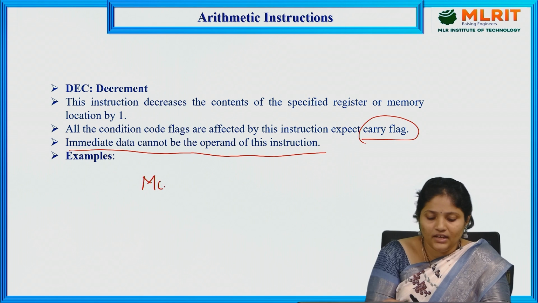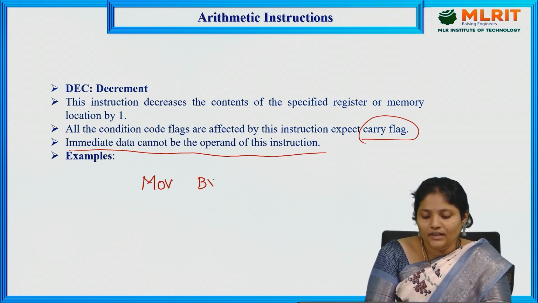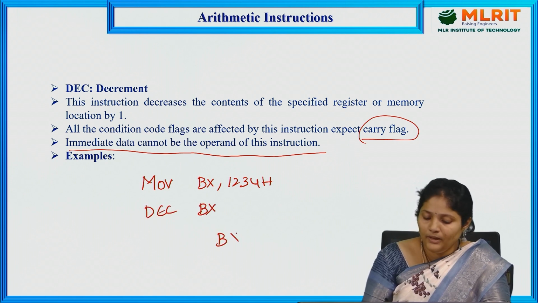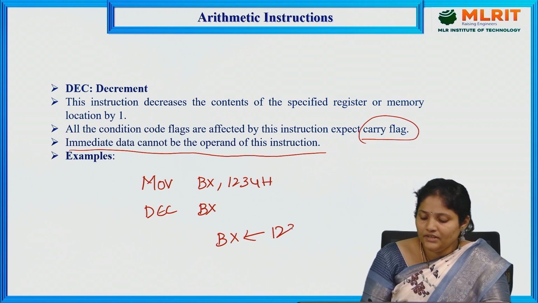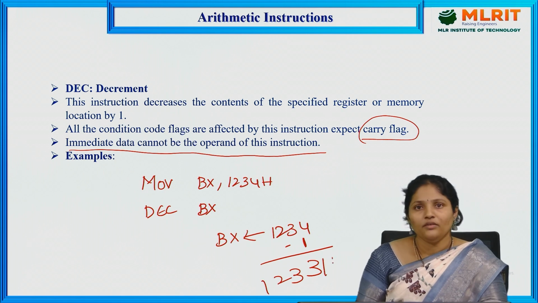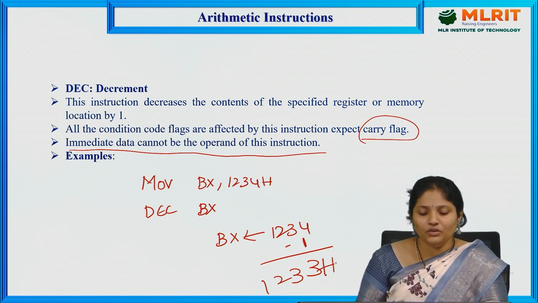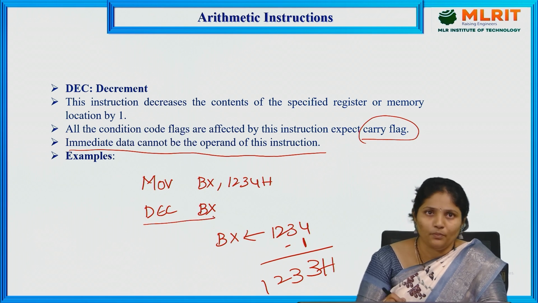Suppose I take MOV BX, 1234H. Now if I perform the decrement operation on BX, the data present in the BX register will be decremented by 1 and the output will be 1233H. So this is the output present in the BX register after performing the decrement operation.